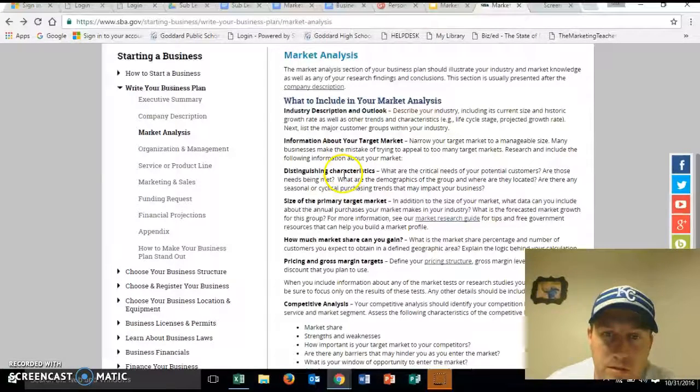As you move down the list, think about distinguishing characteristics, the critical needs of your potential customers. Are those needs being met by anybody else? And really, what are those demographics? Demographics break it down into really who these people are: gender, race, ethnicity, background. Not just ethnic background, but like income levels, things like that too.